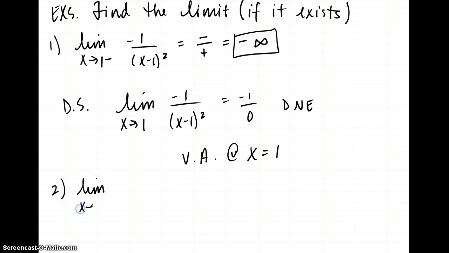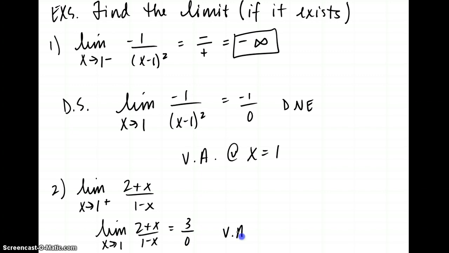Limit as x approaches 1 from the right-hand side, 2 plus x over 1 minus x. So again, direct substitution, limit as x approaches 1 of the function would give me 3 over 0. So I know there's a vertical asymptote at x is equal to 1. So now just looking at the behavior, 1.1 plus 2, that would give me a positive, over 1 minus 1.1 would be a negative. So I have negative there as well.